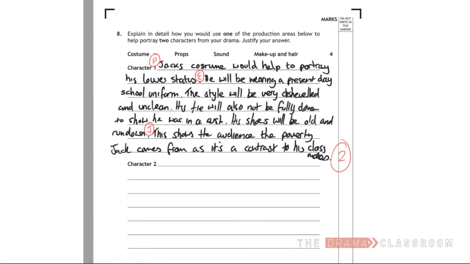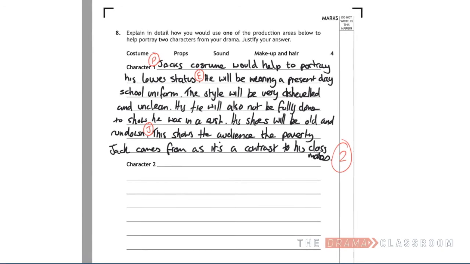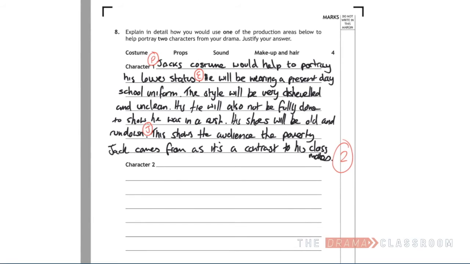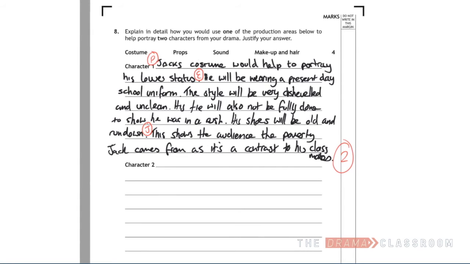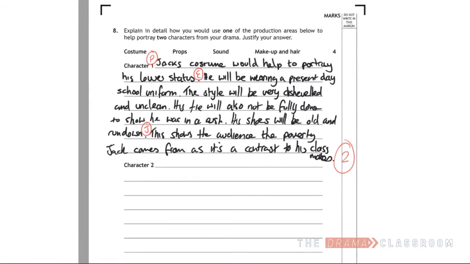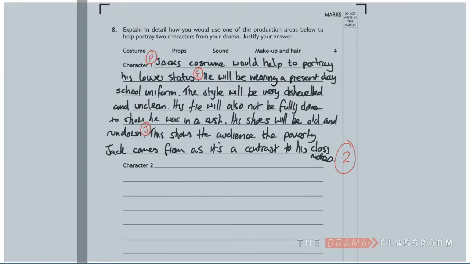Now, when we look at an answer like this, we can clearly say that what we're doing is making a point. We're explaining our point and we're justifying our answer, and we're using appropriate terminology. We're talking about status, we're talking about the time period, we're talking about the look and the fabric and the texture, and we're also talking about how this is being communicated to the audience.